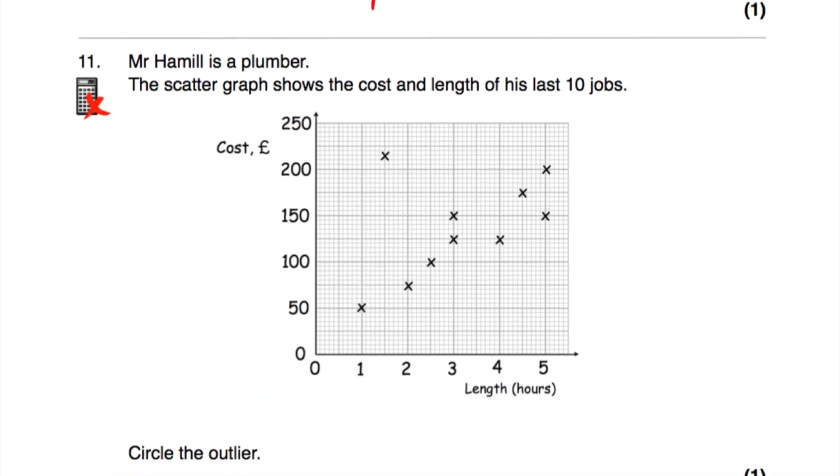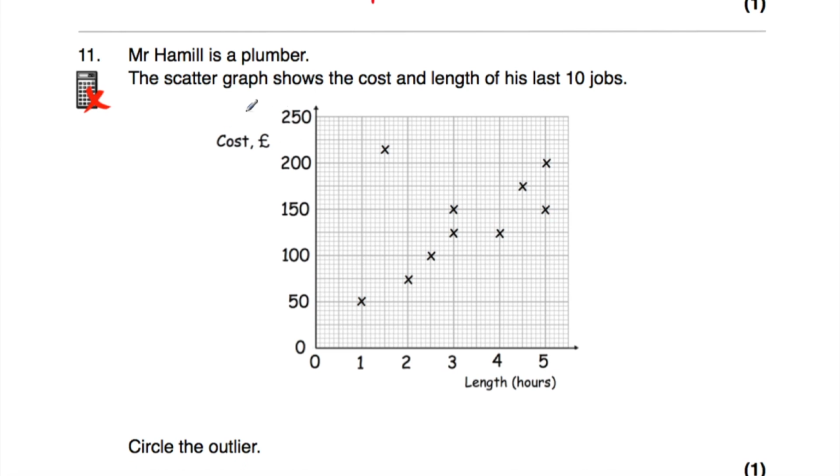So question number 11 says, Mr. Hamill is a plumber, and the scatter graph shows the cost and length of his last 10 jobs. So we've got the length in hours and the cost. And the question says to circle the outlier. So if we have a look at these points, they're all sort of in this group here going up diagonally. There's this positive correlation. As the length increases, the cost increases. But this point over here, it's actually got a really expensive cost for the amount of time. It took 1.5 hours, or an hour and a half, but it cost well over £200. So that's actually more expensive than all the other jobs. Perhaps it was an expensive part, or perhaps he had to travel a long distance to get there. So the question says circle the outlier, so I'm going to circle that one.